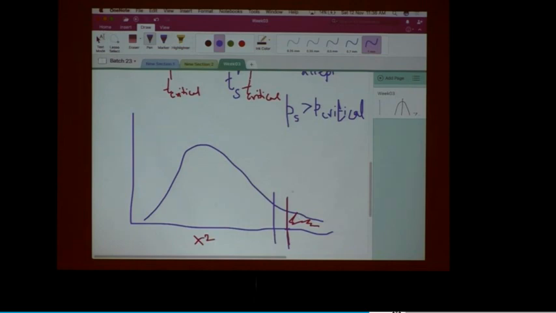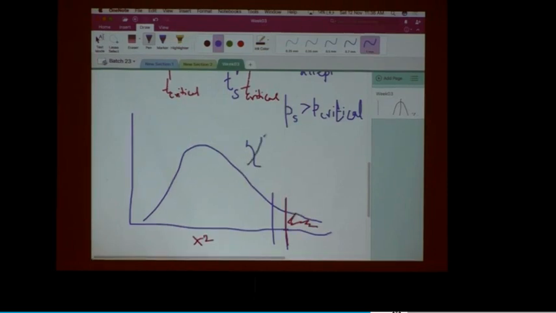So this is my chi-squared. Okay, I want right distribution. Oh, no, it is there. I have to sit down also.